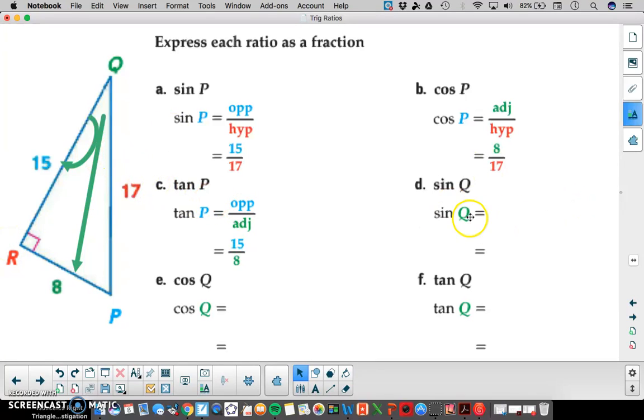Now, to look at sine of Q, sine is opposite over hypotenuse. Opposite from angle Q will be 8. The hypotenuse is still 17. So 8 over 17 is sine of Q. Cosine of Q is adjacent over hypotenuse. The adjacent leg is 15. The hypotenuse is 17. Tangent of Q will be opposite over adjacent. Opposite from Q is 8. Adjacent to Q is 15. So 8 over 15 is the tangent of angle Q.